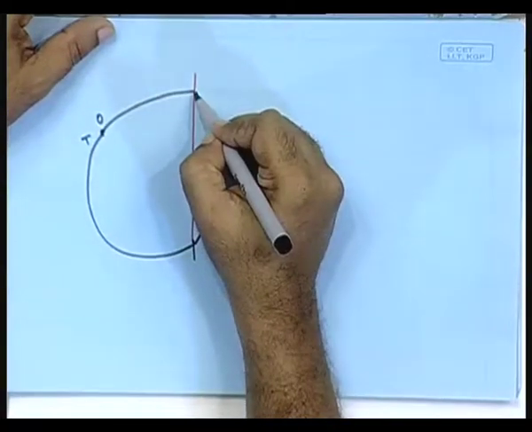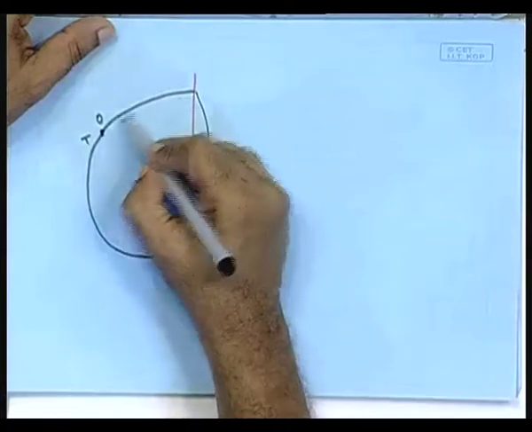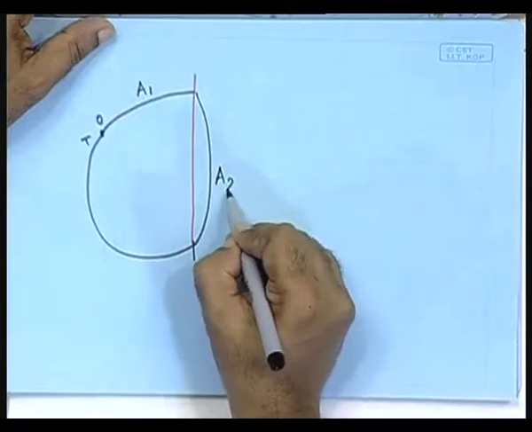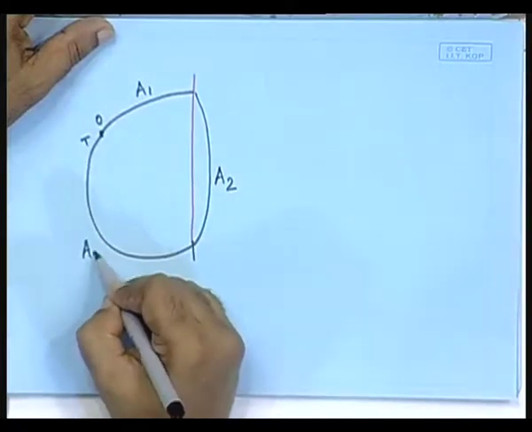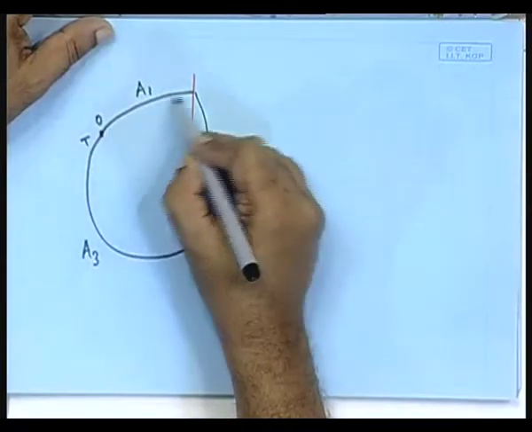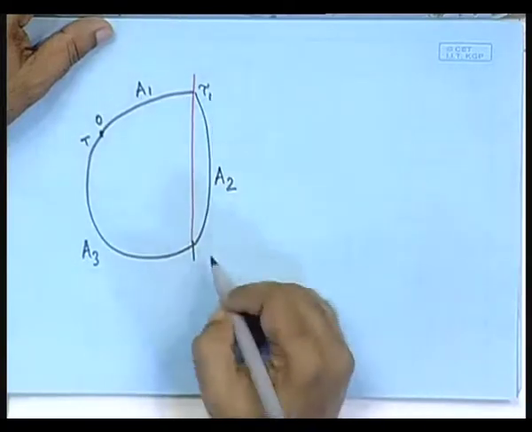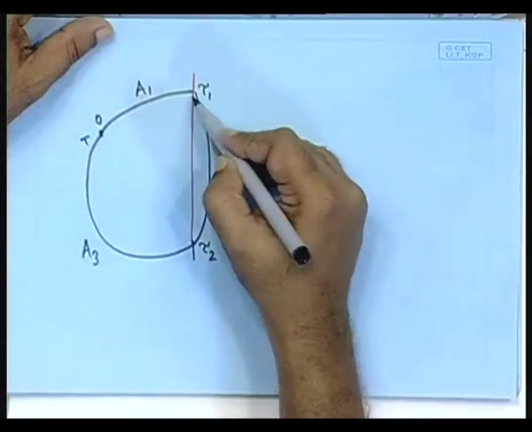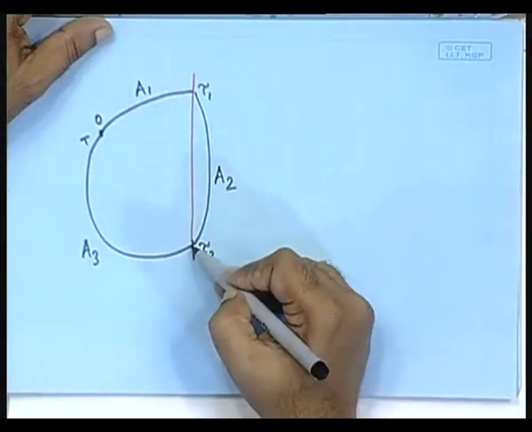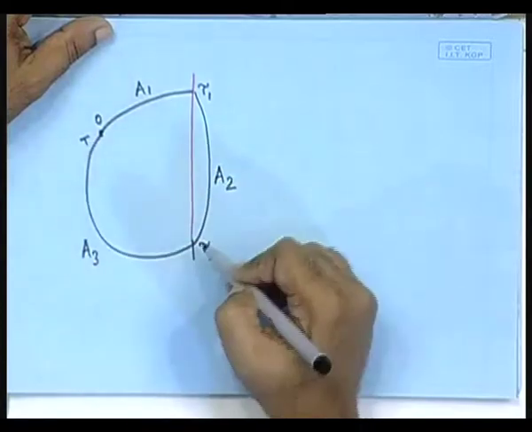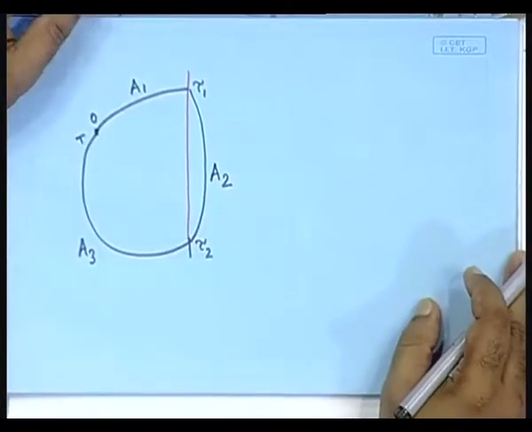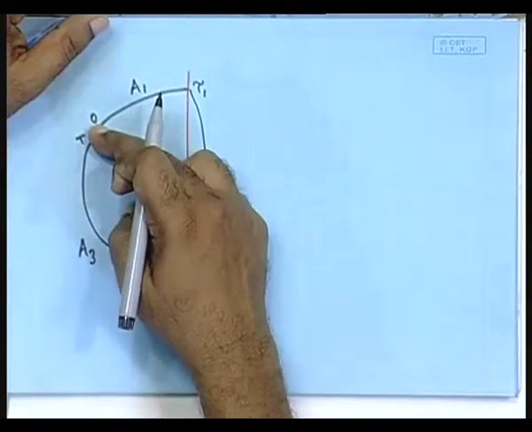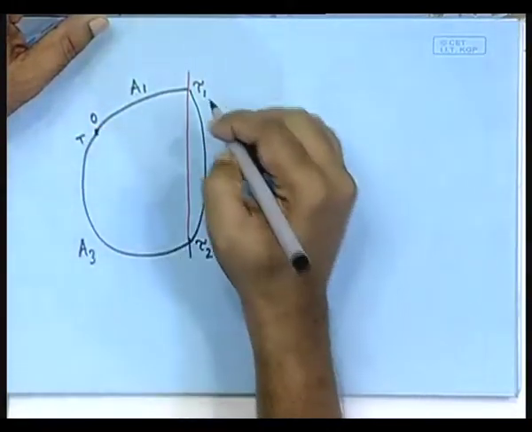So, suppose your evolution from here to here is given by A1, from here to here is given by A2, and from here to here is given by A3. So, the state transition matrix from 0 to tau 1 is A1, tau 1 to tau 2 is A2, and tau 2 to capital T is A3. In that case, as I told you, you cannot say that the total monodromy matrix is A1 times A2 times A3.